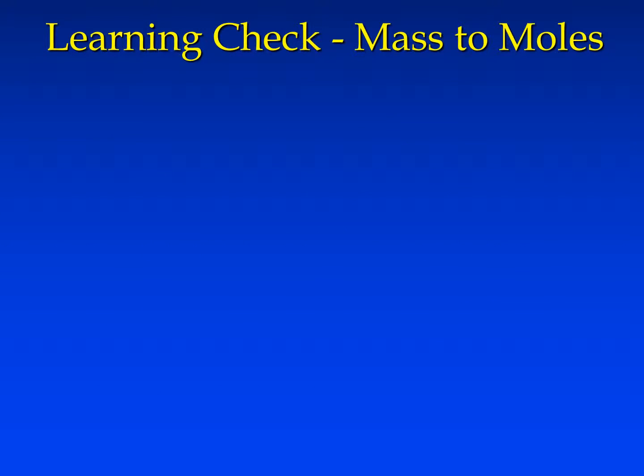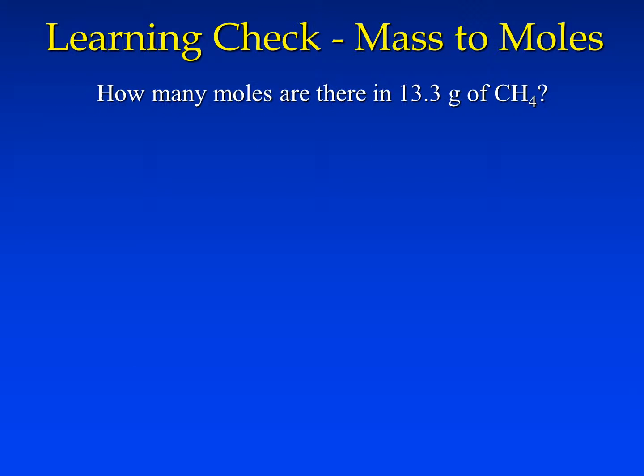Let's apply what we learned. Let's convert mass to moles. How many moles are there in 13.3 grams of methane? Well, if you look back at the sequence that one has to follow in order to do these conversions, you will realize that you need the molar mass of methane, which you can calculate directly from the periodic table.